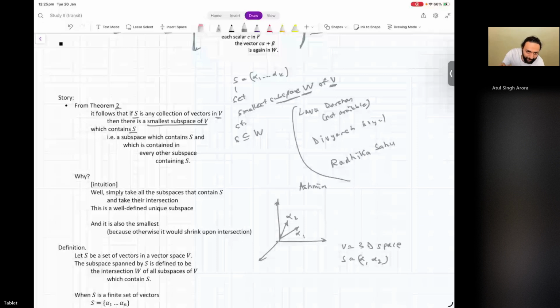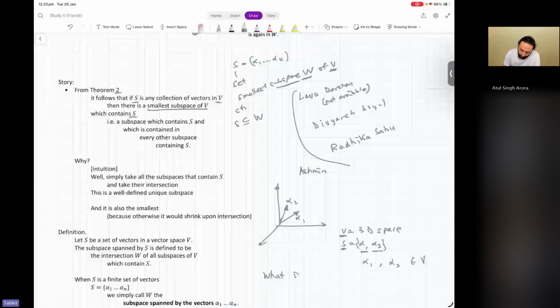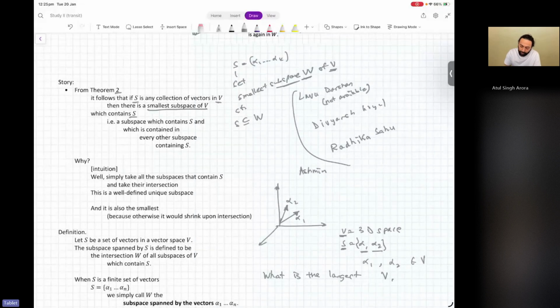Okay, let's just continue for a bit. So S is alpha1, alpha2. It's just the collection of these two vectors. And we are asking what is the smallest subspace that contains S? So alpha1, alpha2 belong to V. Let me ask the opposite question. What is the largest subspace? V itself. Exactly, perfect. So the largest subspace is V itself, and now we're asking what is the smallest.